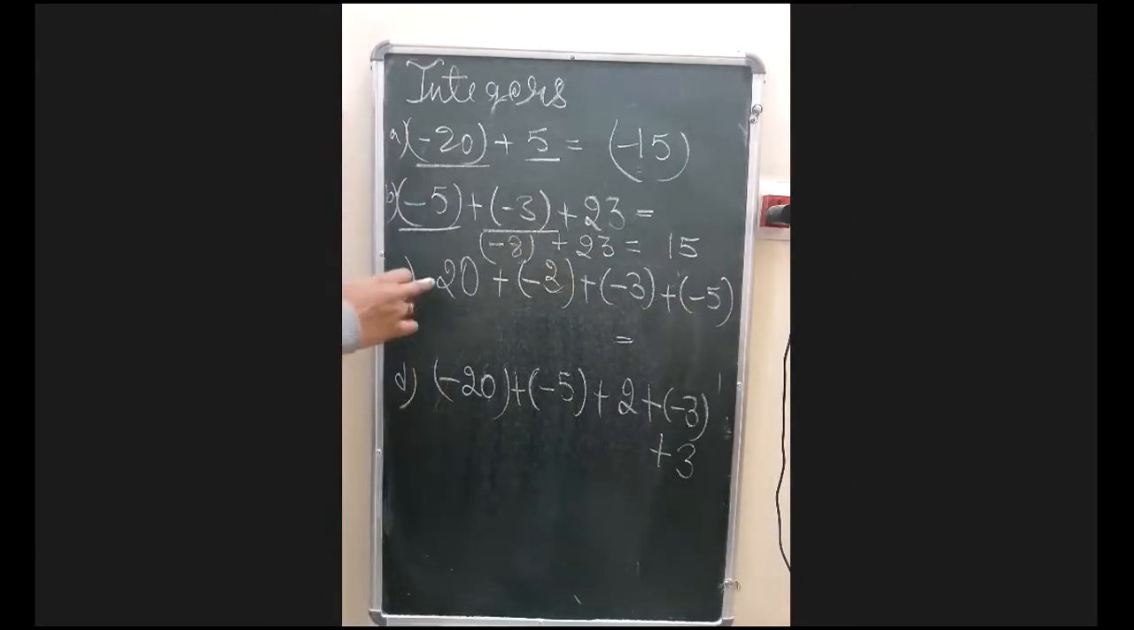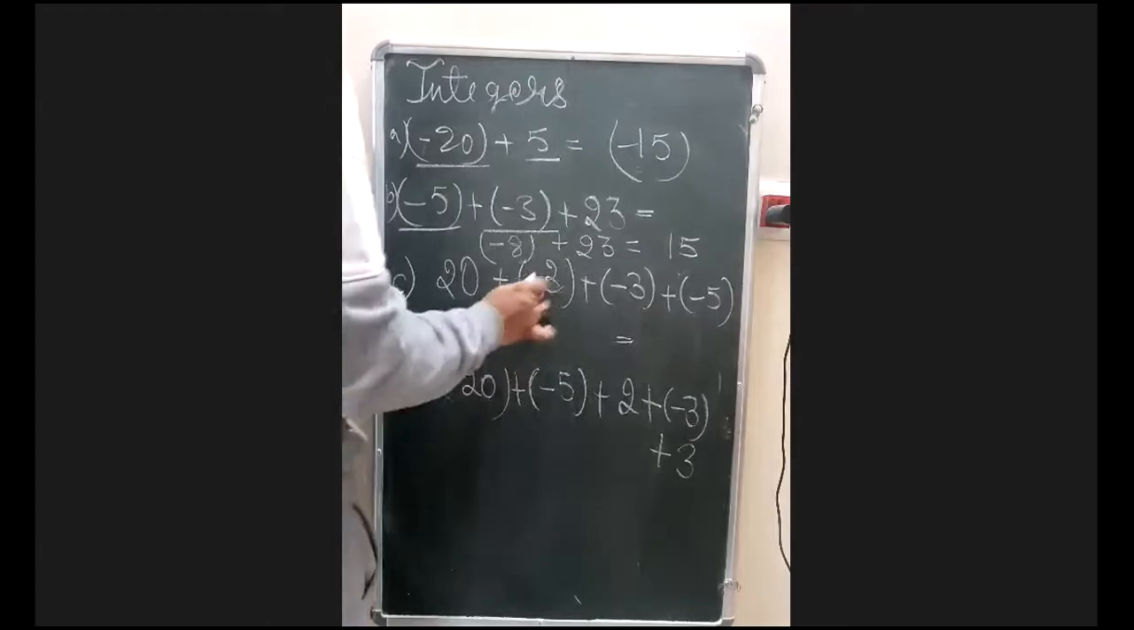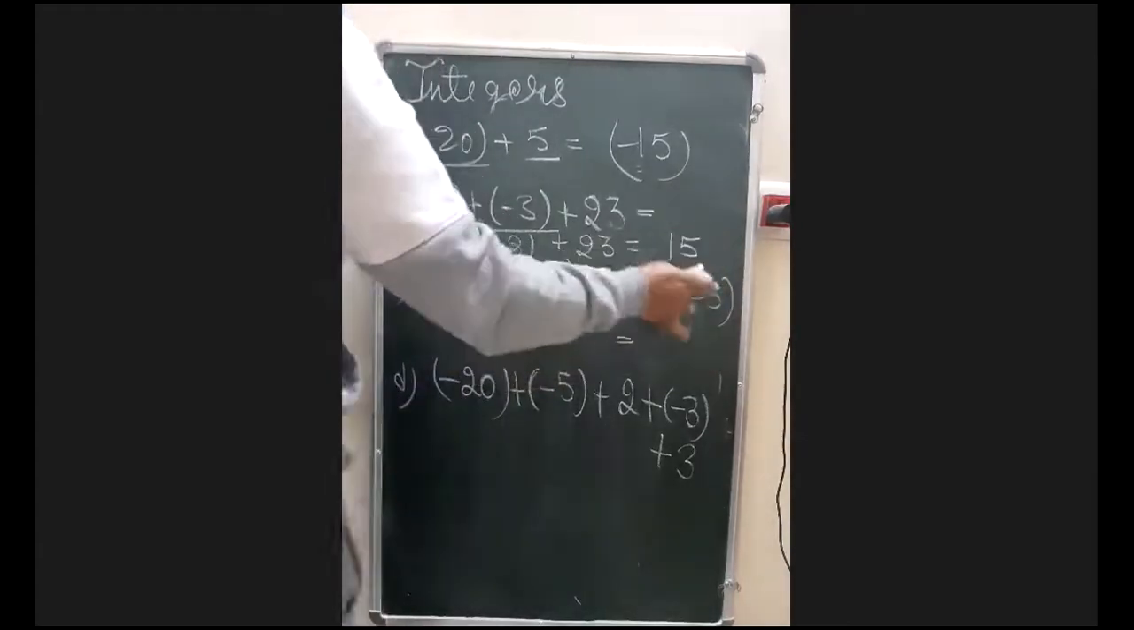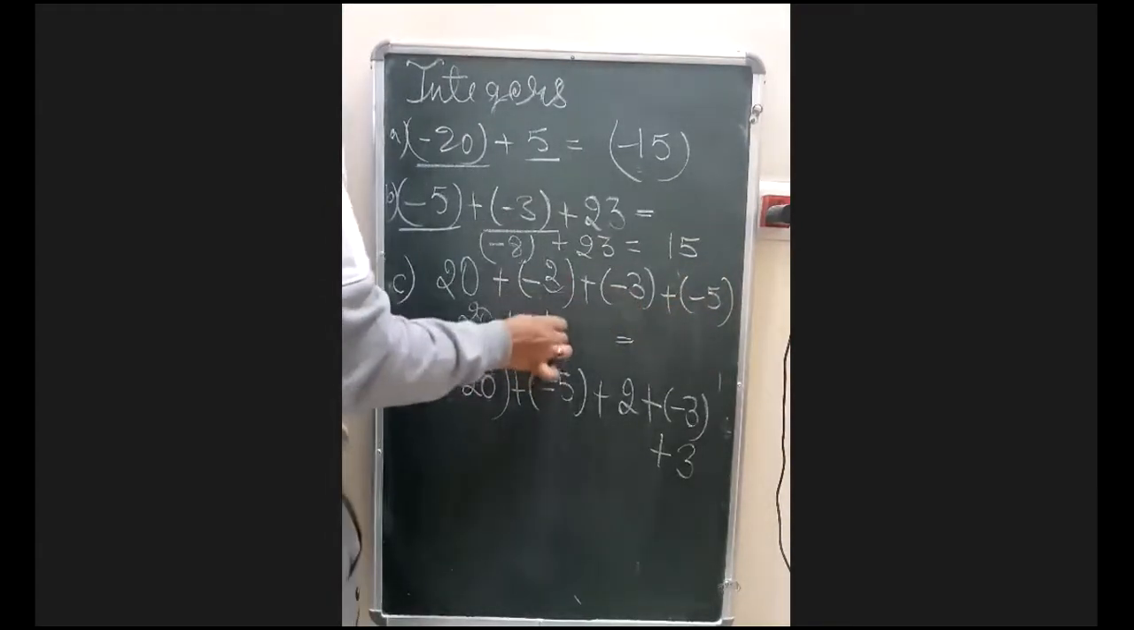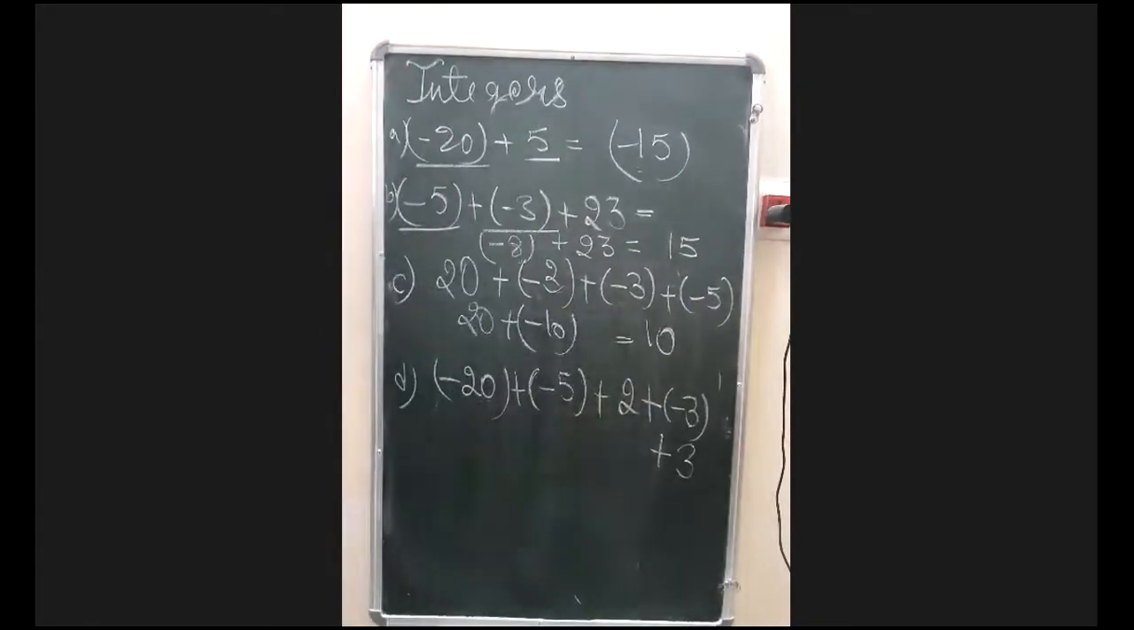Now moving on to the next one, 20 will be separate here, plus -2, -3, -5. So 5, 3, 8, 8, 2, 10. It will give you -10. And when you solve it, it will give you here +10, because one is positive, one is negative, so they will get subtracted.